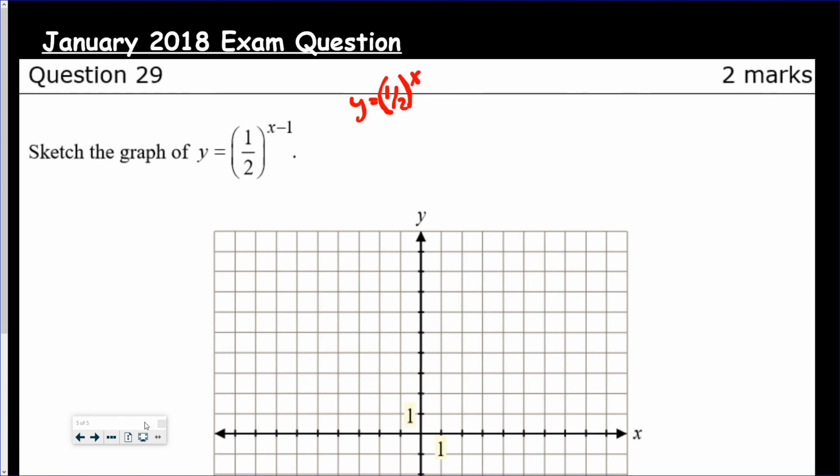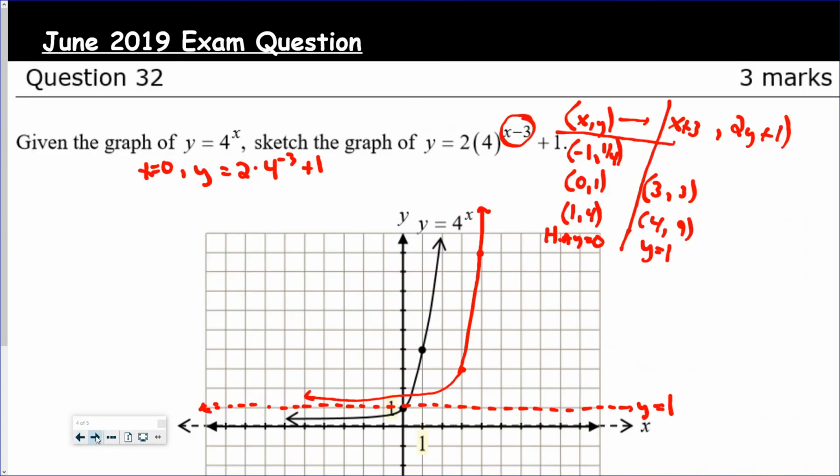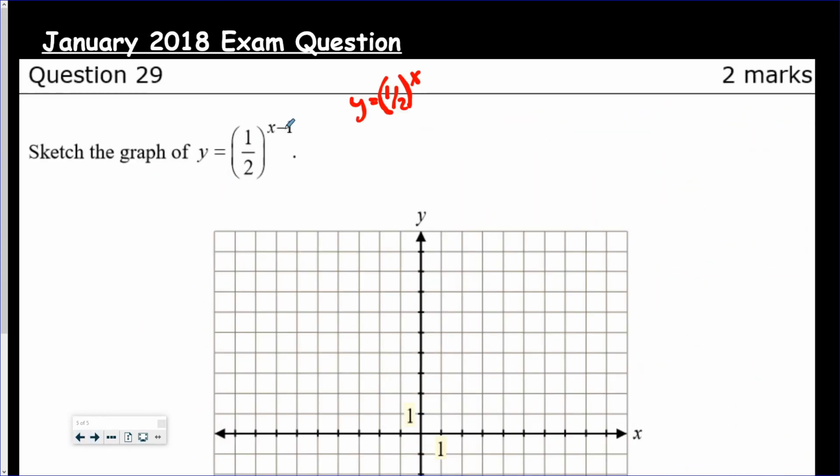So we already know that in general, y equals (1/2) to the x, I believe that we graphed this one, didn't we? Let's take a trip down memory lane for a second here. We did, we graphed this exact one. So this is what it looks like. And that's fine. We're going to be shifting the x values 1 unit to the right. So any x, y point on this graph is going to become x plus 1 comma y.